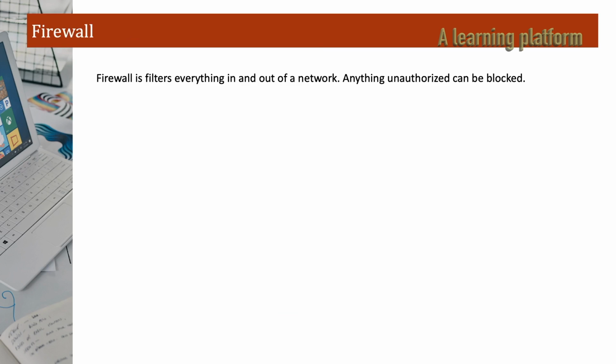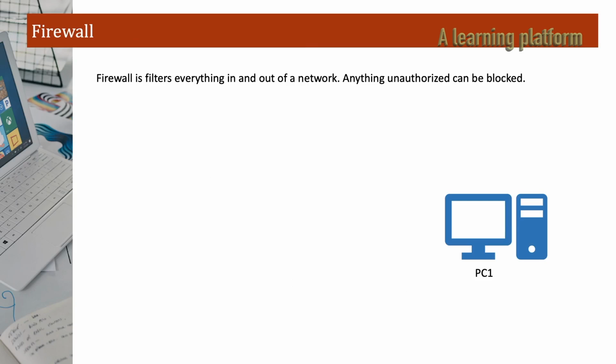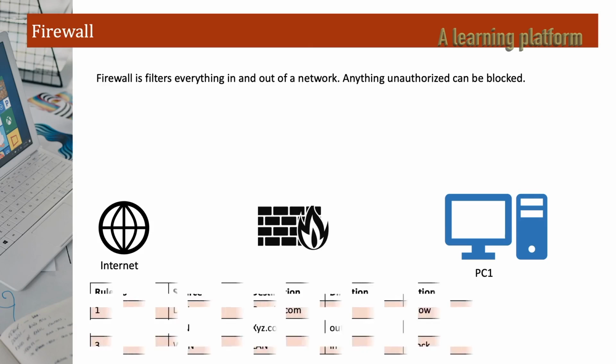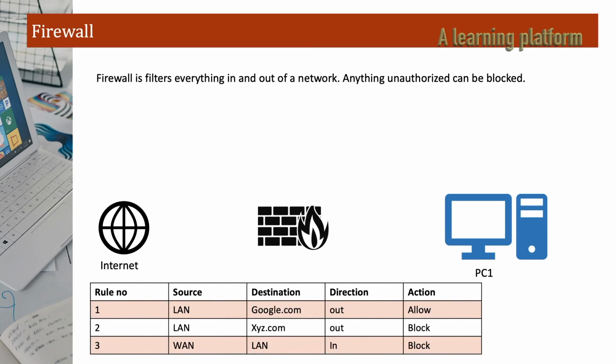It would allow only authorized traffic in and out of the network. Let's say that you have this workstation PC1 and the firewall which connects you to the internet. You can create manual or predefined rules on the firewall. Now, if you want to access google.com, the firewall would just look up its rule table and allow this traffic.